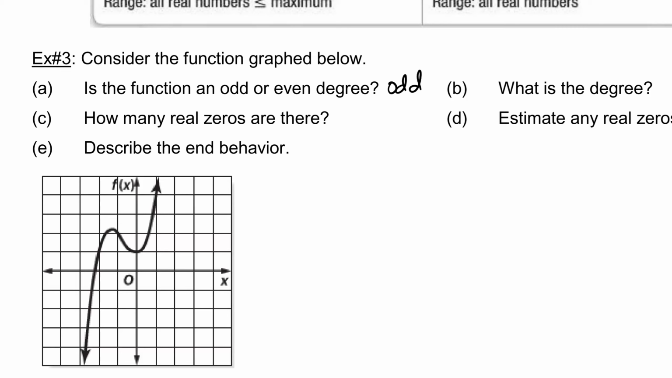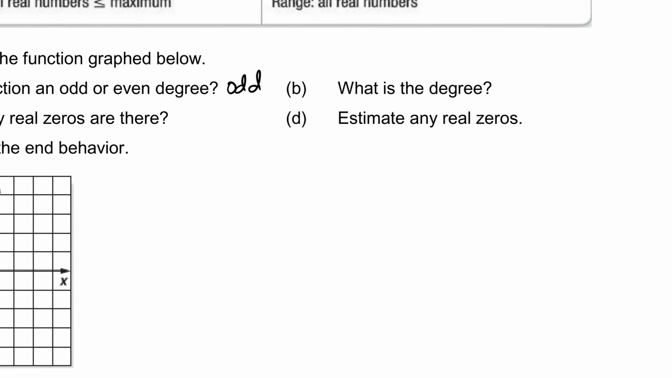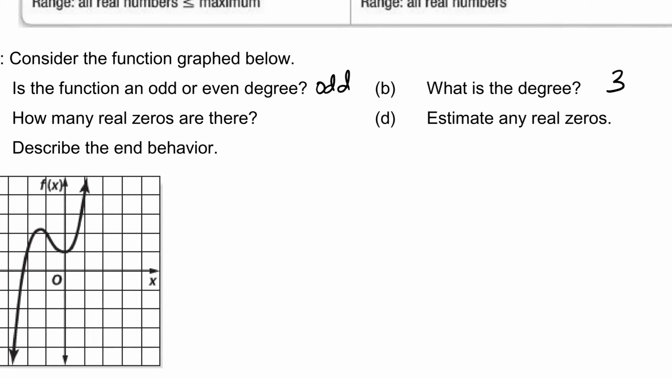On the test or quiz or whatever it is, I forgot to write the equation here. I'll give you the equation, okay? It's all good. Okay, how many real zeros are there?